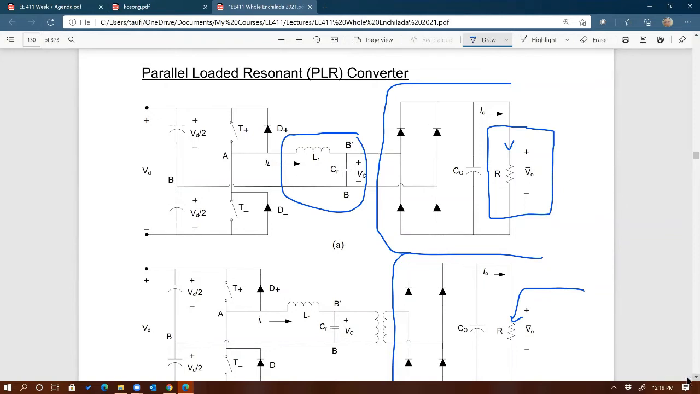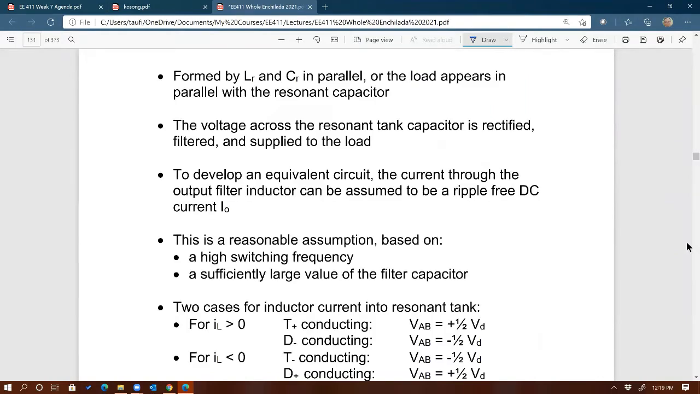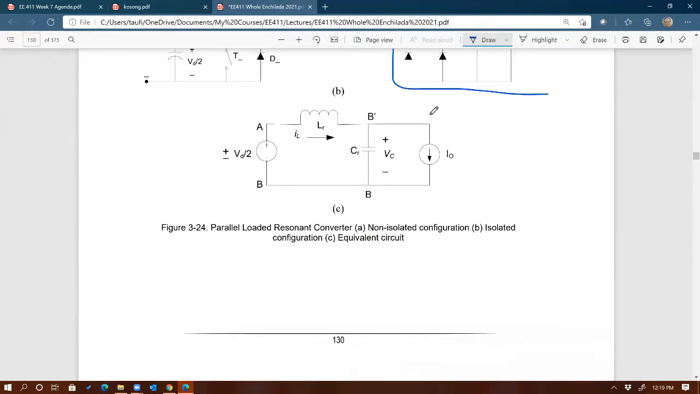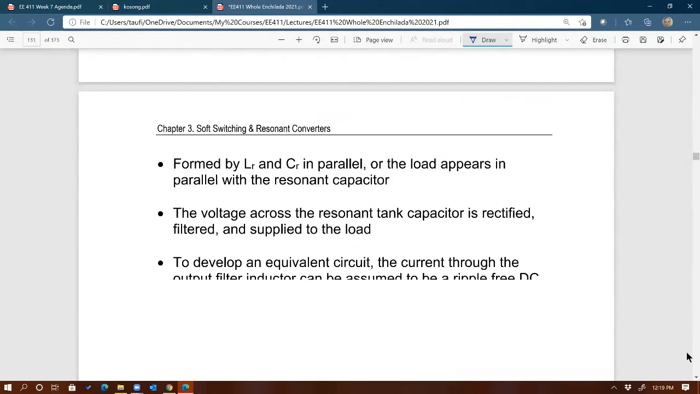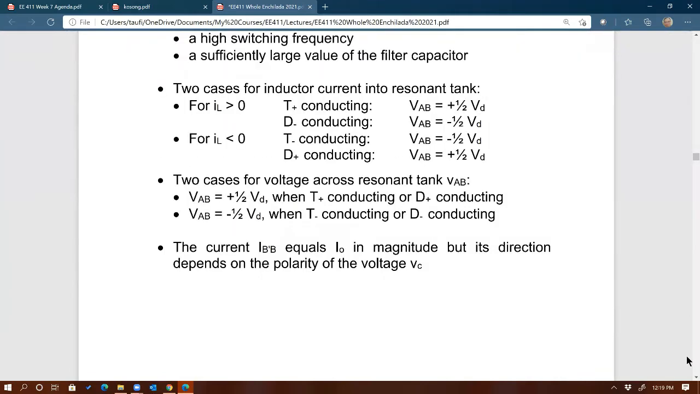All right. So just like before, we go back to here. We're going to analyze the circuit in terms of different operating modes, different states of the circuit, by using this equivalent model of the circuit. And just like in the series loaded resonant, you have three different modes.